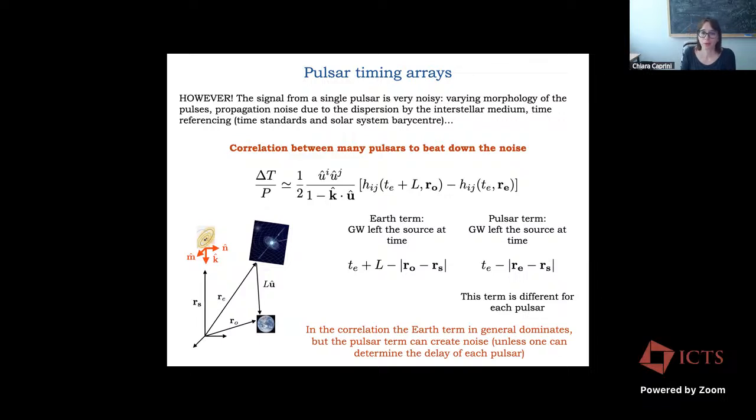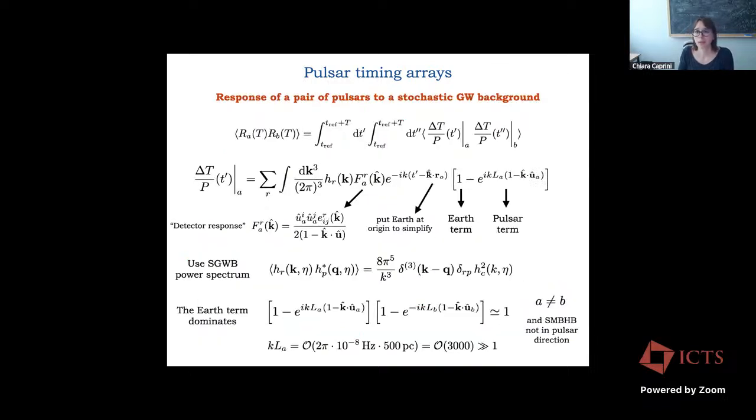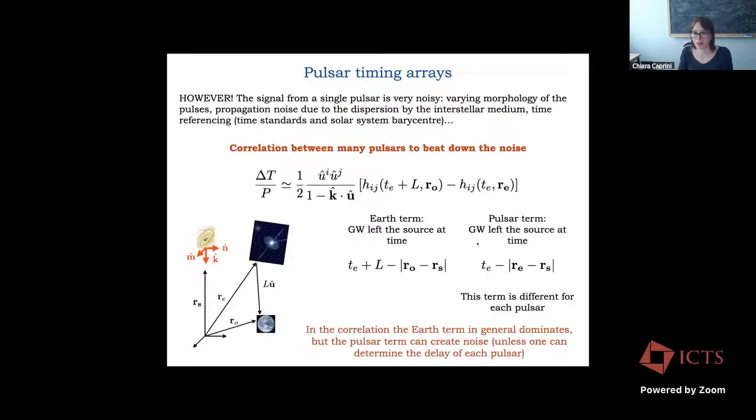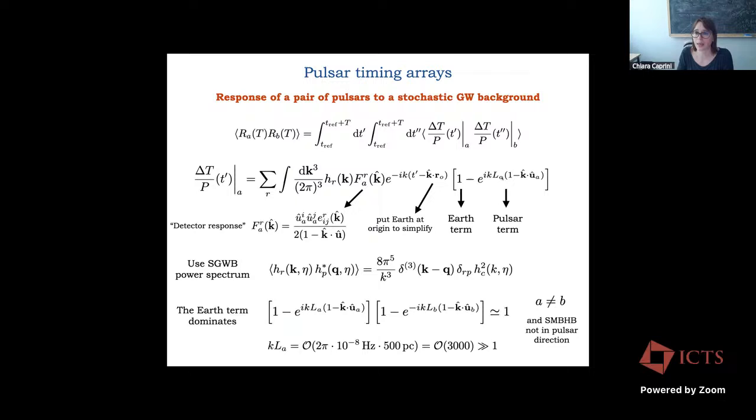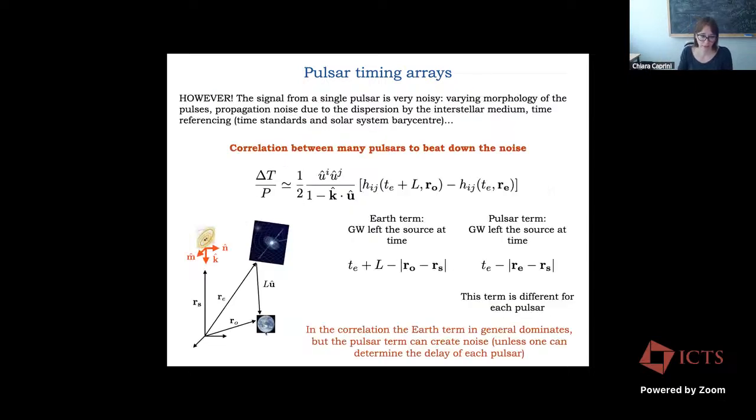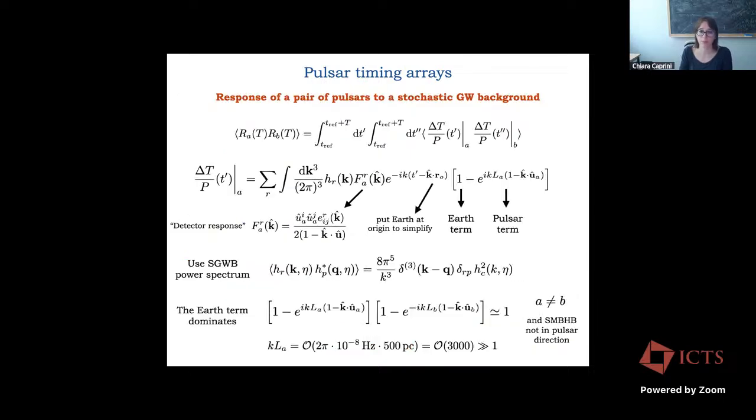Okay, and therefore one can collect this term here. So the Earth term becomes just a 1. And for the pulsar terms, we have the rest, of the difference of the two positions. Okay, so LA is the distance between the Earth and pulsar A, and along UA, which is the vector connecting the pulsar A and the Earth.